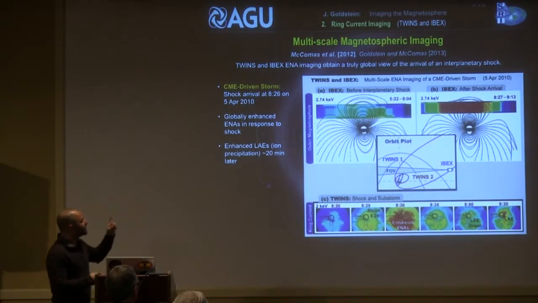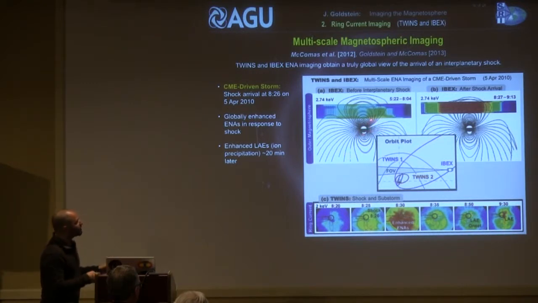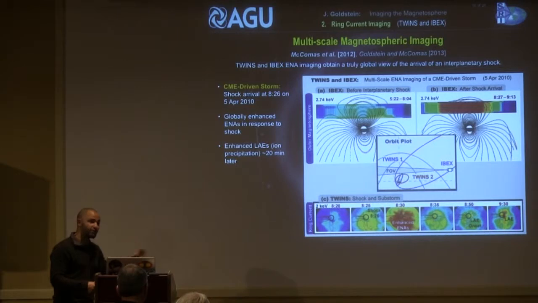Here's an example of putting together ENA imaging from IBEX with TWINS, showing the arrival of a shock and a subsequent substorm. What you're seeing here is before the interplanetary shock. Here is the side view seen by IBEX from the side and outside the magnetosphere, showing low ENA intensity on the dayside, and then after the shock, the entire dayside lights up. At the same time as this shock arrival, you see in the TWINS image the entire ENA image lights up. Some of that is background from direct particle penetration into the imager. Actually, probably most of that is. But it's still a signature of the entire dayside lighting up.